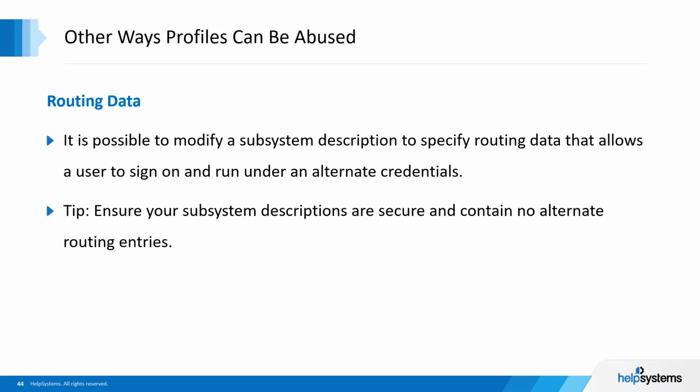A little bit more advanced, but it's possible as well for somebody to define or redefine a subsystem associated with an interactive job. You can actually specify routing data in that subsystem description so that when the user connects to the subsystem, instead of getting a sign-on screen, it allows them to sign on under alternate credentials. So we want to be very careful here. Again, a little bit more knowledge required to do this, as opposed to something like submitting a job as another user or a profile with a default password, but they're all techniques that we've seen.